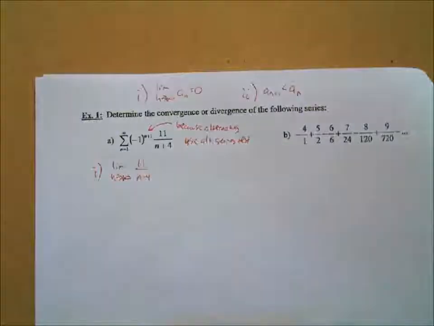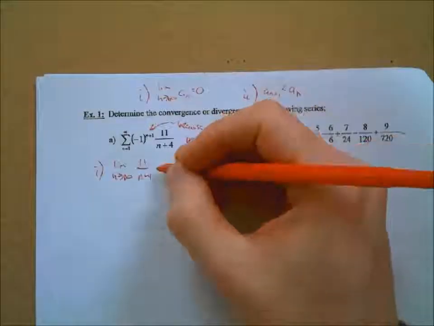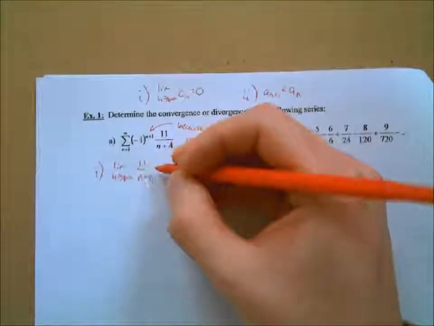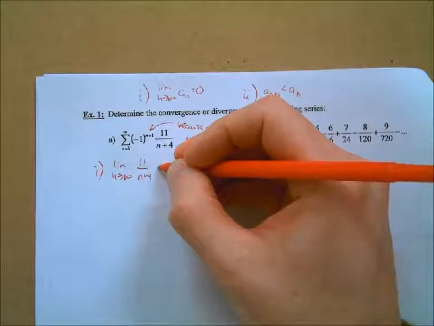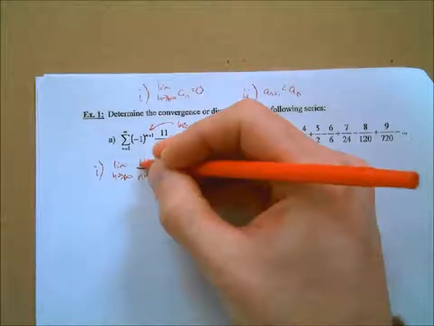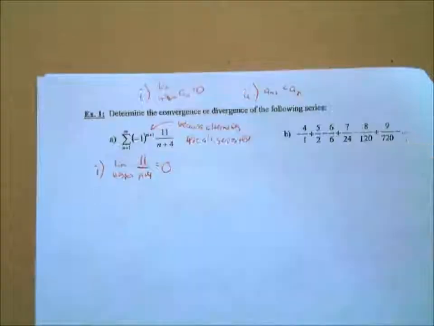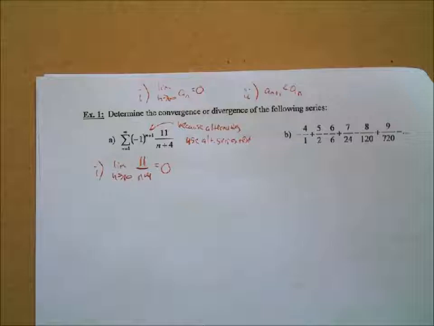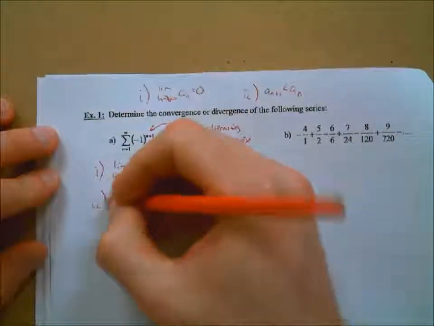Do our terms approach 0? Is the limit of this as n approaches infinity going to be 0? Yes. The degree of the bottom is bigger than the degree of the top. The bottom's going to get bigger faster. So it goes to 0.